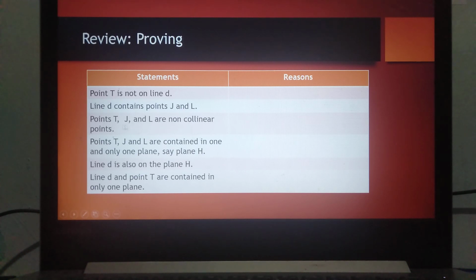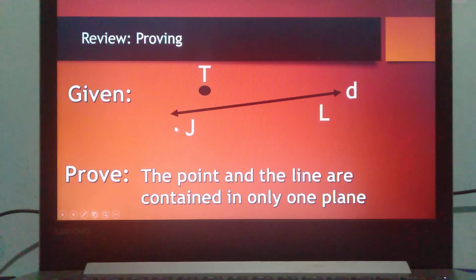Next, points T, J, and L are non-collinear points. So, when we say non-collinear, meaning they do not lie on the same line. So, dito, wala naman tayong definition of non-collinear points. Otherwise, we're going to use the definition of collinearity or collinear lines. Definition of collinearity, it means that all points must lie or contain in one line.